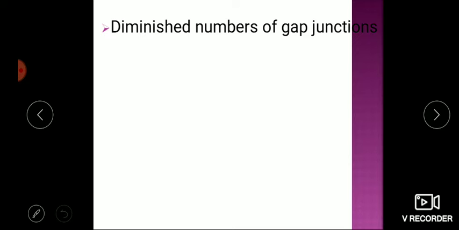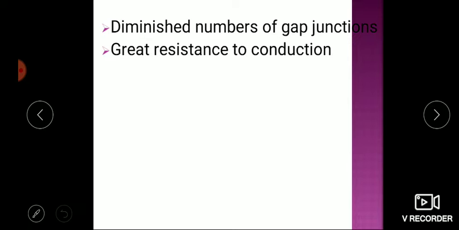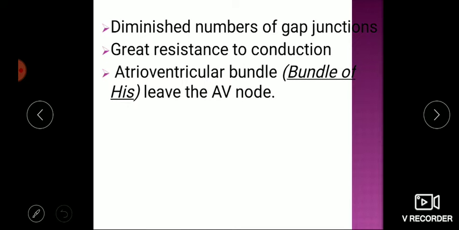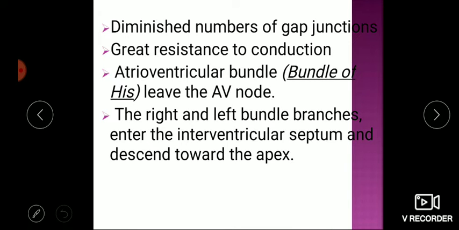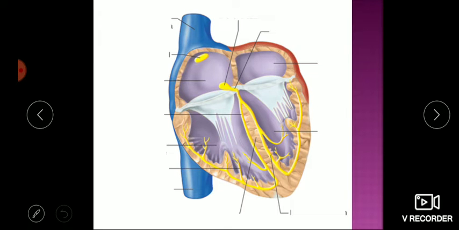Now at the AV node, a diminished number of gap junctions are there. So there is a great resistance to conduction. The atrioventricular bundle leaves the AV node, that is the bundle of His. The right and left bundle branches enter the interventricular septum and descend towards the apex. This bundle arises from the AV node and is called the bundle of His, based on the name of the scientist who discovered it. This impulse will travel to the interventricular septum, and from here to the whole ventricle.